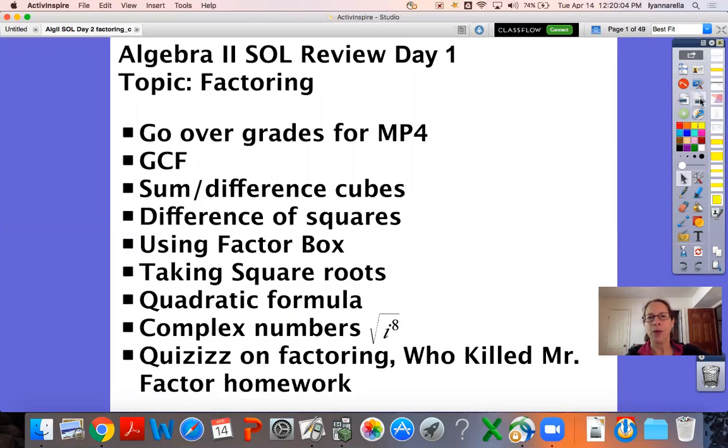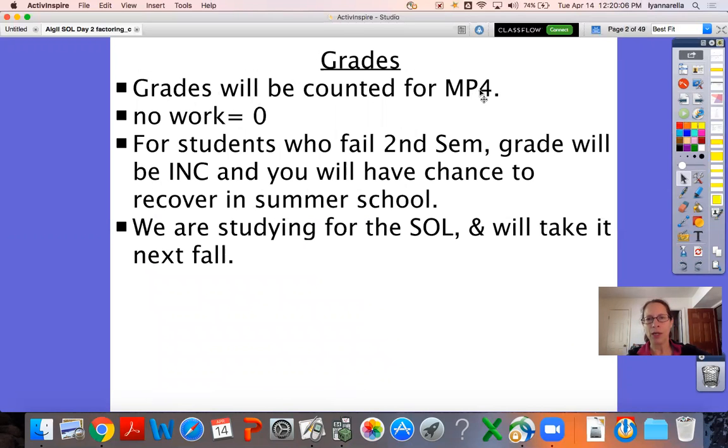So for marking period 4, they are going to count your grades. And if you don't do work, it's going to be a 0 this time. They told us not to put zeros in the grade book last marking period. The only zeros I put were for people who missed the test. But if they missed a quiz or homework, I didn't put zeros for those 3 weeks that we were out. Now I will be doing that.